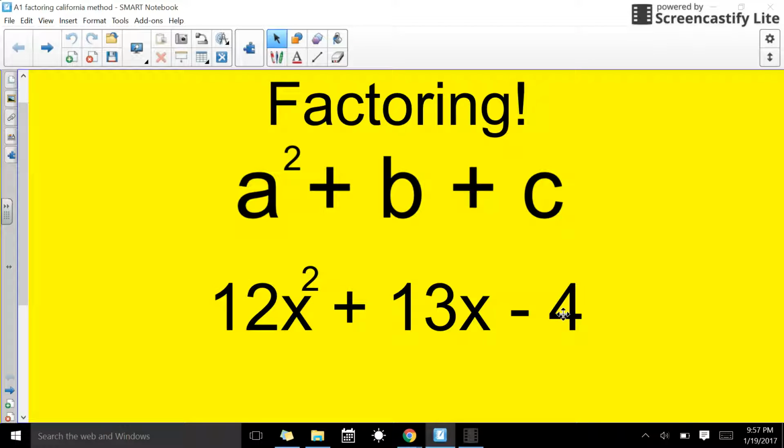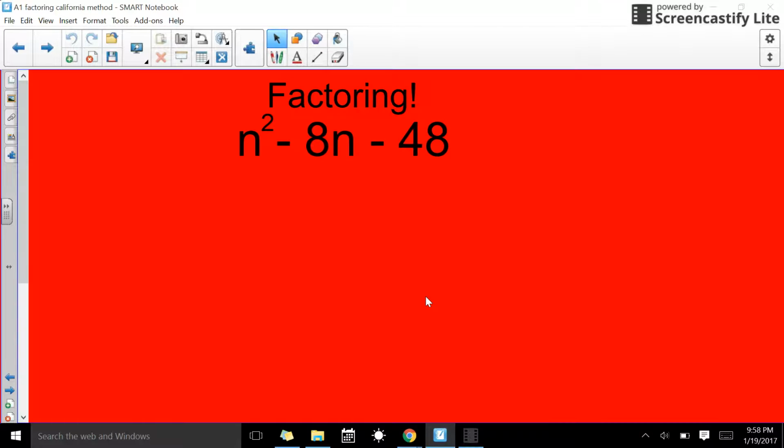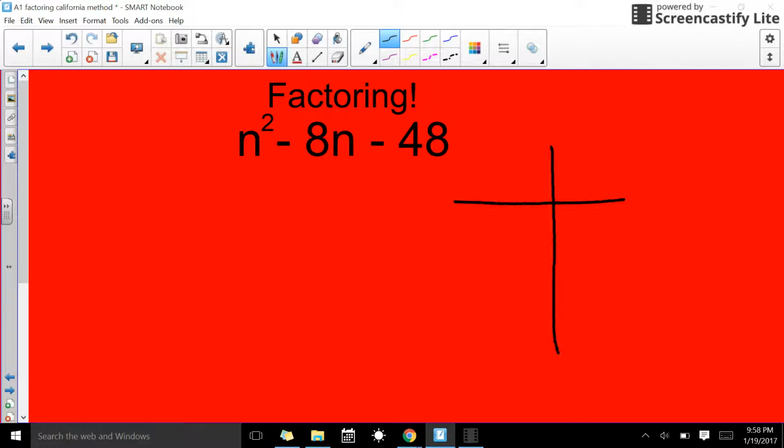This is important because when we get ready to do the California method, we're going to be multiplying A and C, and we're going to be looking at B as well. So we need to know what those mean. Okay? So let's go on to start doing this one. The first thing that you need to ask yourself is, do I have a GCF? And in this one, our GCF is just going to be 1. Okay? So we're going to make our chart. We're going to multiply A times C, and we need to get the sum of B.